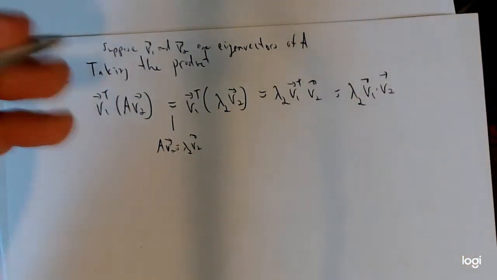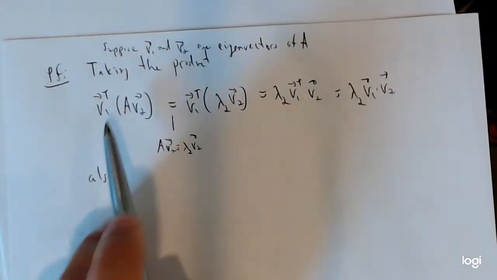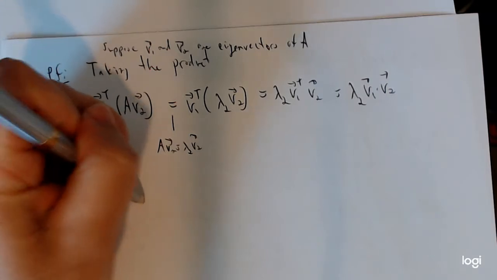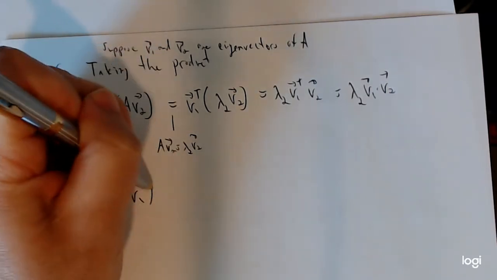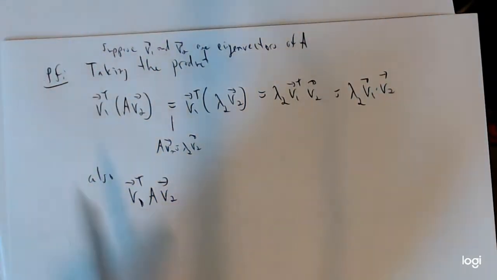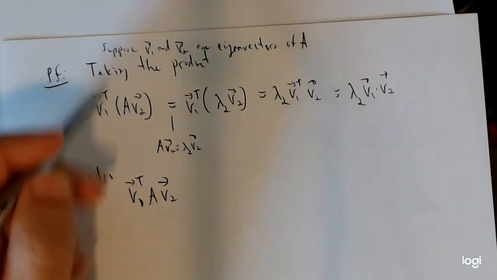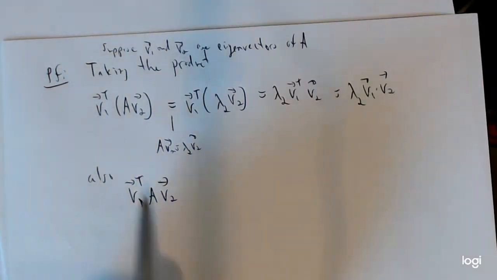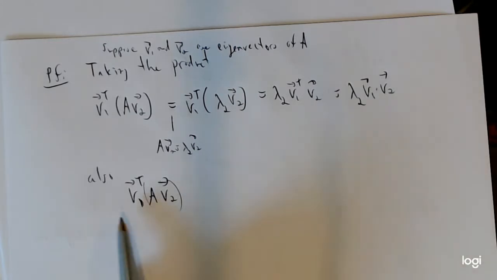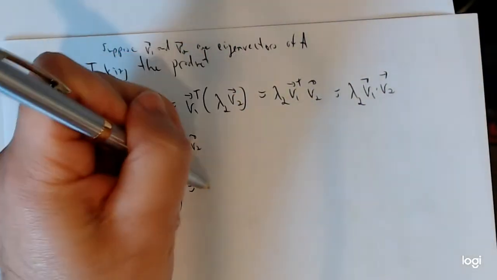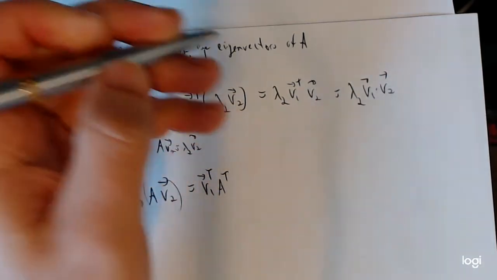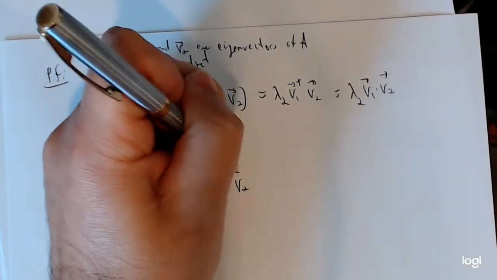So here's what I'm going to do. Going back to this original statement I made, I could say this is the same thing as V sub 1 transpose A V sub 2, right? So I'm starting off with this guy. Parentheses or no parentheses, it doesn't matter, right? So I could say this is the same thing as that. That becomes the same thing as what? V sub 1 transpose A transpose V sub 2.